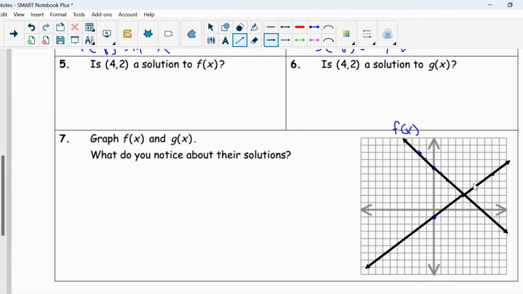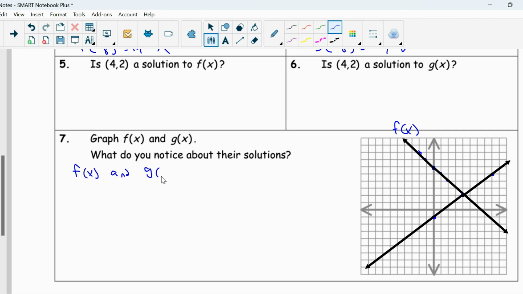Okay? So with both of these lines, we have functions that continue in both the negative and positive directions forever. So f of x and g of x have an infinite number of solutions when they are separate.